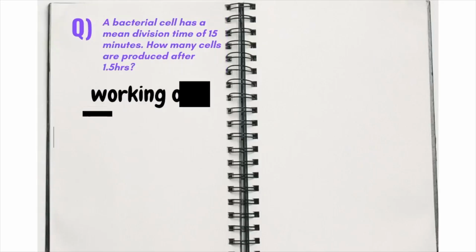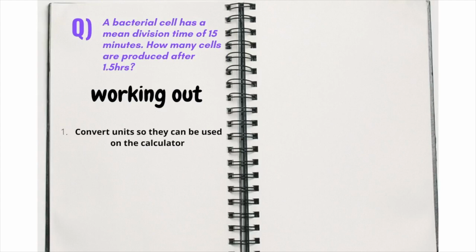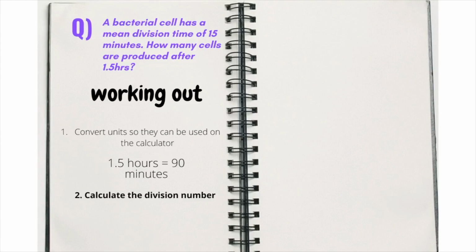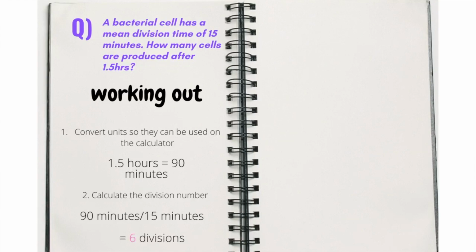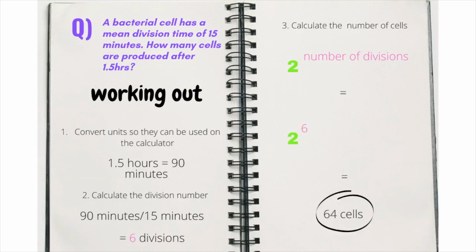Let's go over a quick example to review this. A bacterial cell has a mean division time of 15 minutes. How many cells are produced after 1.5 hours? The first thing we can do is make sure we have the same units for calculations. So 1.5 hours is 90 minutes. We can then divide the replication period 90 minutes by the mean division time 15 minutes, which gives us 6, the number of divisions. To find the number of cells, find 2 to the power of 6, which is 64.